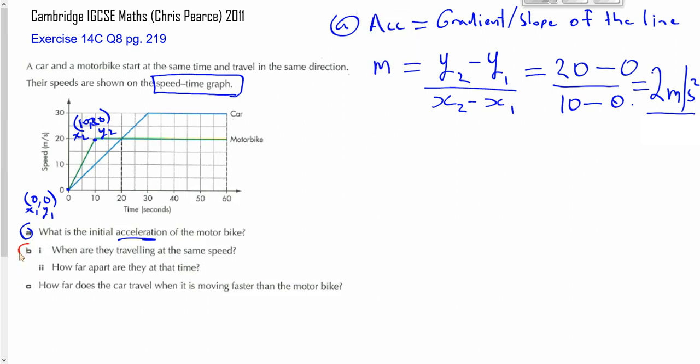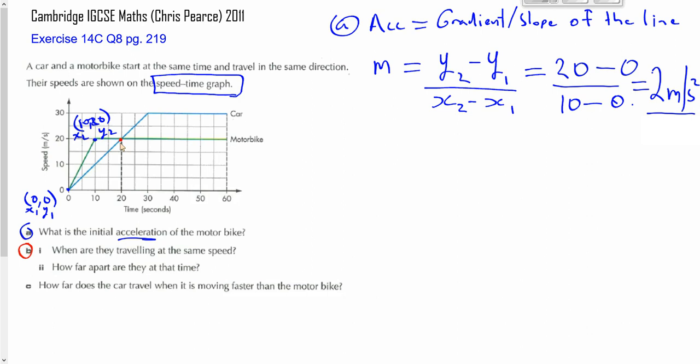Now let's look at part B. When are they travelling at the same speed? Let's have a look at this part here. This is the speed, and we can see that they actually cross over at this point here. So they're both travelling at the same speed at this point.